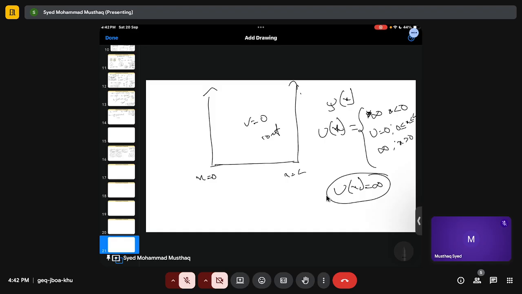Let's write. There is no reason to write these two regions, because the potential energy there is infinite. So the wave function psi is 0 for x less than 0, and also 0 beyond L.